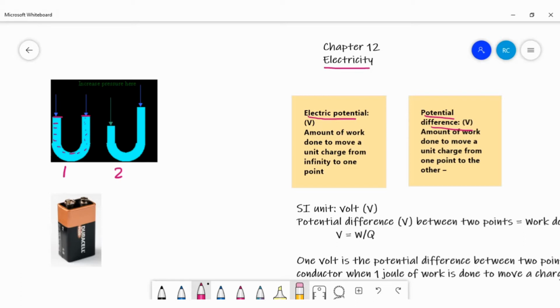But what is the condition of the second tube? In the second tube there will be a height difference. One end of the tube is a little bit higher than the second end, which means there is a height difference which gives a pressure difference inside the tube, so the water will flow from the upper side to the lower side. So in the first tube, there is no pressure difference, so water flow will not happen. But in the second tube there is a height difference which gives a pressure difference, so water will flow from the upper end to the lower end.